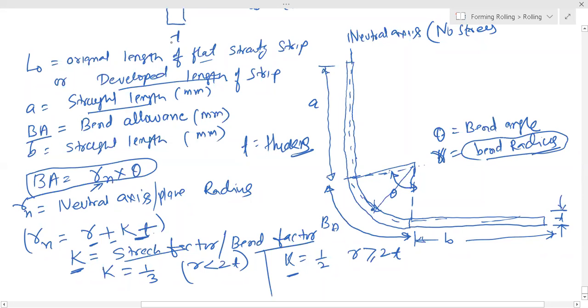So you can calculate developed length now. Basically examination asks you what will be the developed length. So developed length, these things you must know. Rn into theta. Rn is R plus Kt. R is the bend radius. And then K is equal to 1 by 3 and 1 by 2, right? This is the thing.